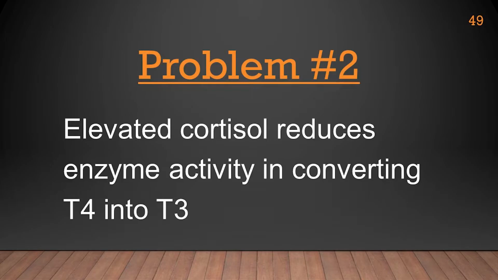Problem number 2, having an elevated cortisol level can inhibit the enzyme that converts T4 into T3. So again, we can look at somebody's T3 level. It could show that it's low. They might need, again, more Cytomel or T3, when in fact what we need to do is lower the patient's stress or lower their cortisol so that that enzyme gets reactivated again.